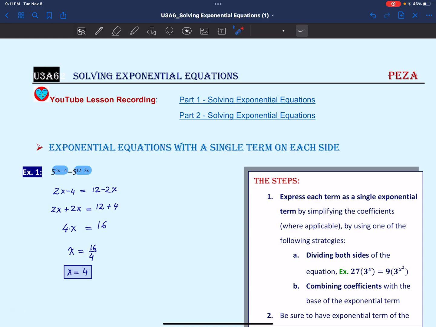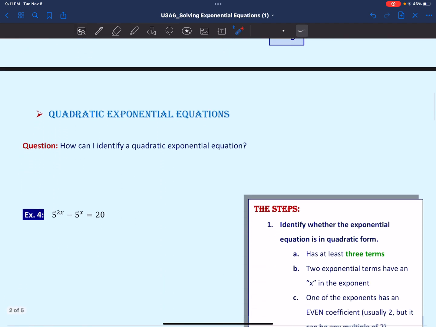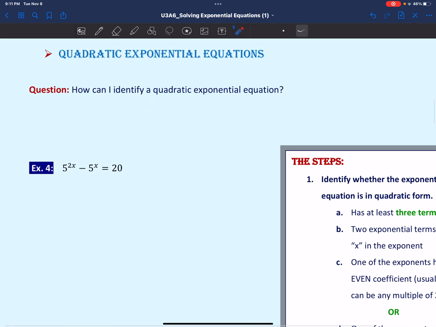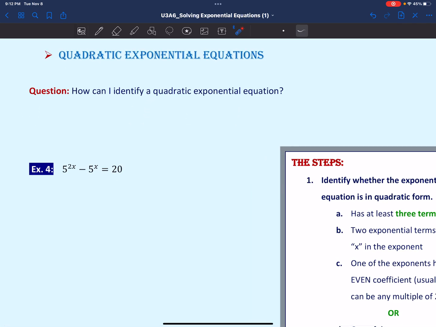Welcome back to solving exponential equations, and now we're going to take a look at some exponential equations that are in quadratic form. Now remember that in order to solve an exponential equation, it's very important to identify the type of exponential equation we're dealing with so that we choose the correct strategy to solve it. And quadratic exponential equations are fairly easy to solve.